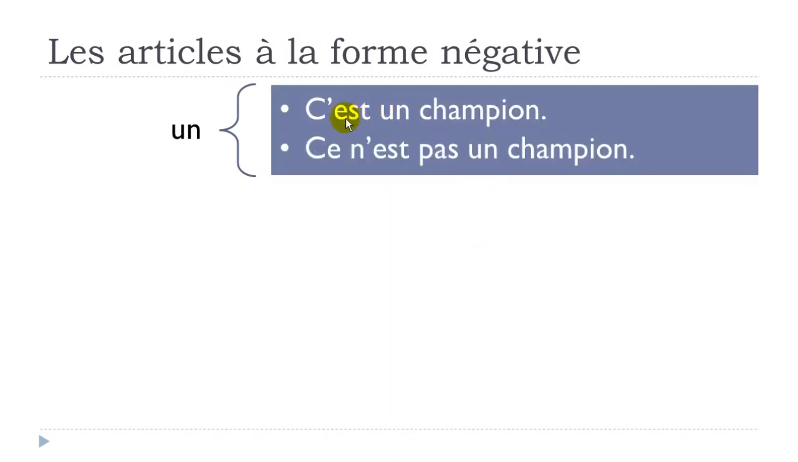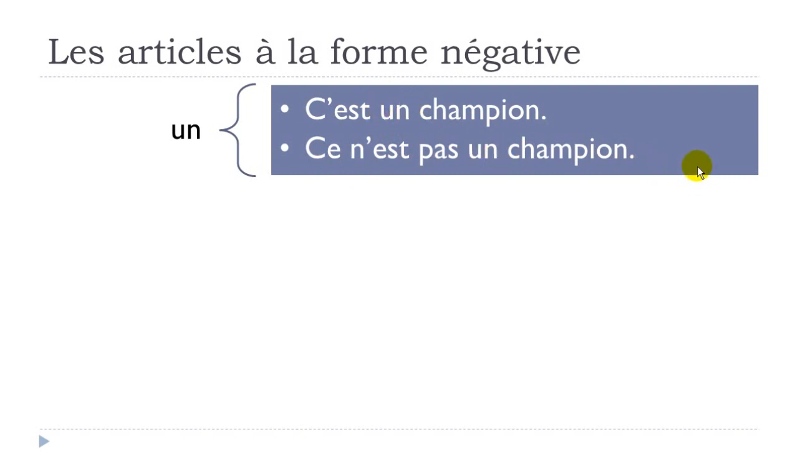Here, c'est un champion. Okay, un champion, a champion. So c'est, this is, it is, un champion. Okay, and if you want to put the same sentence in the negative form, look, ce n'est pas un champion. So you will keep your article as you had previously here, un.